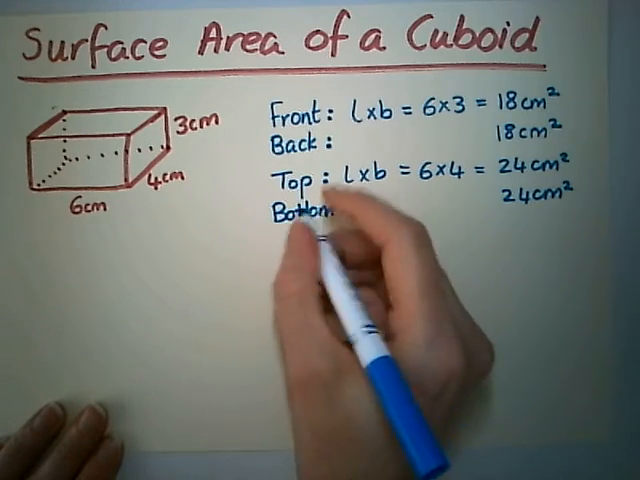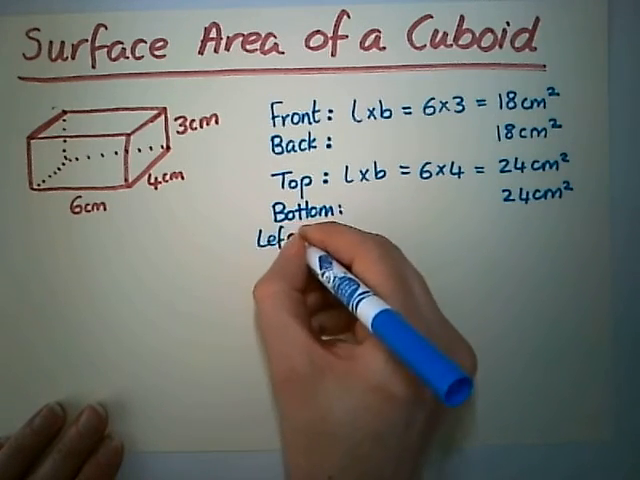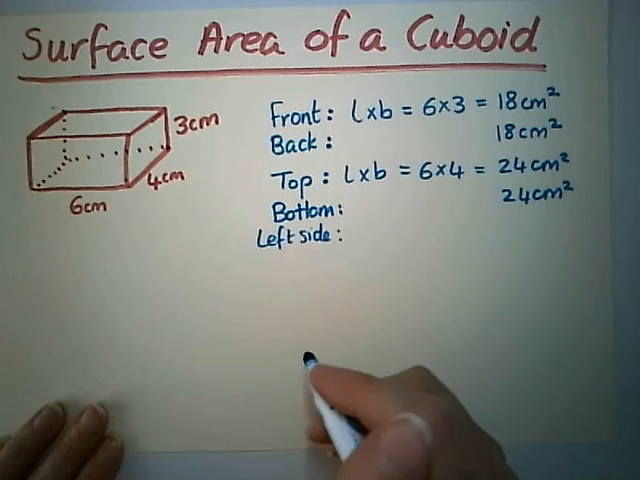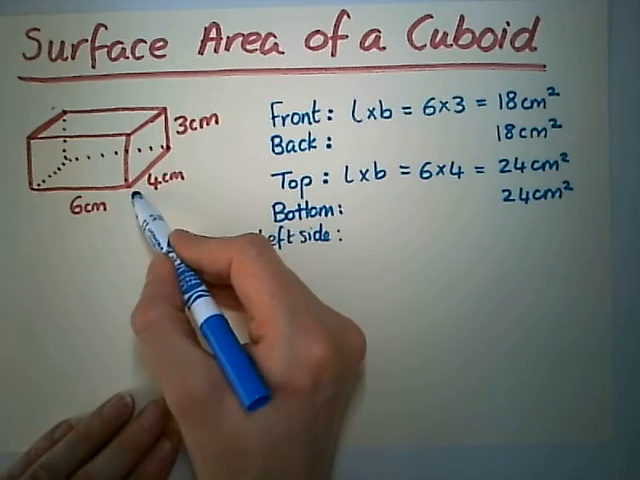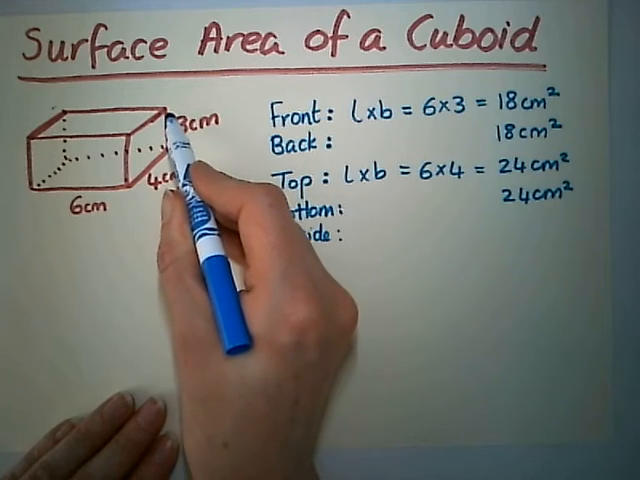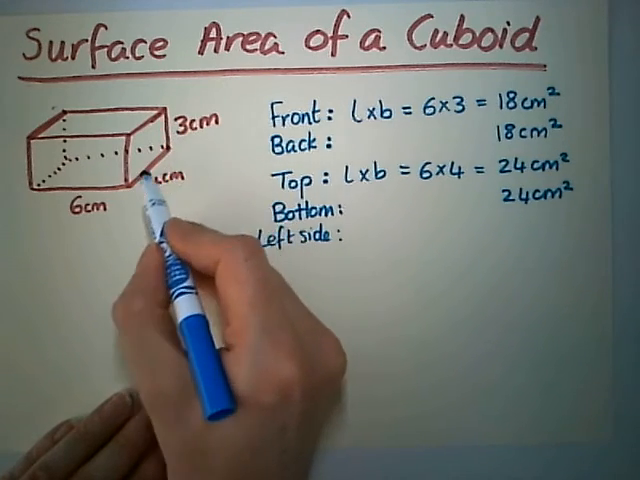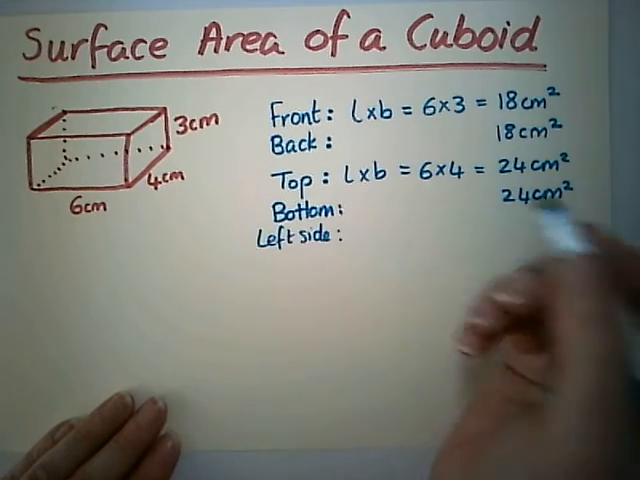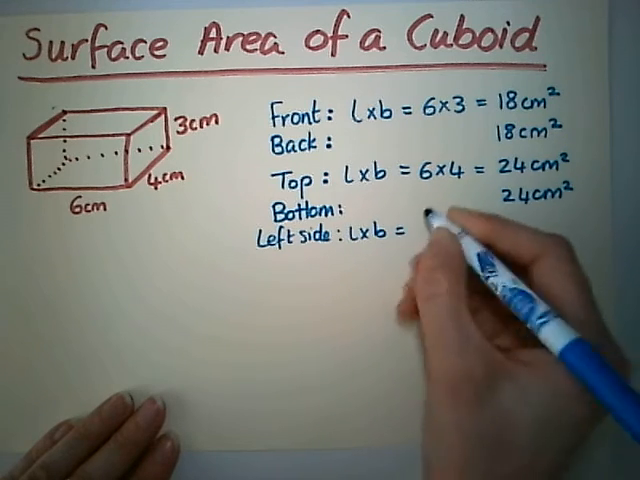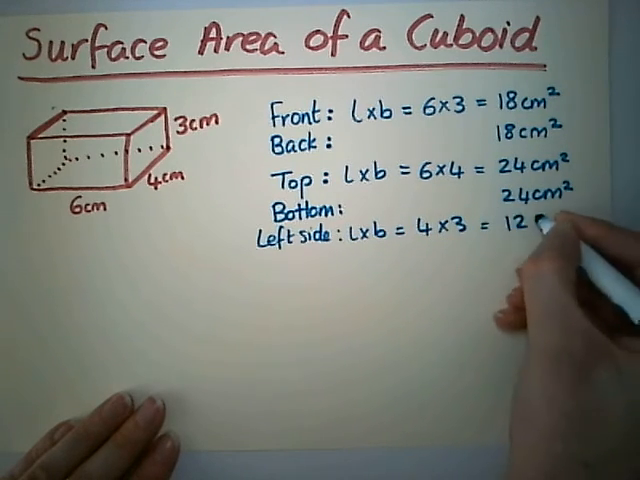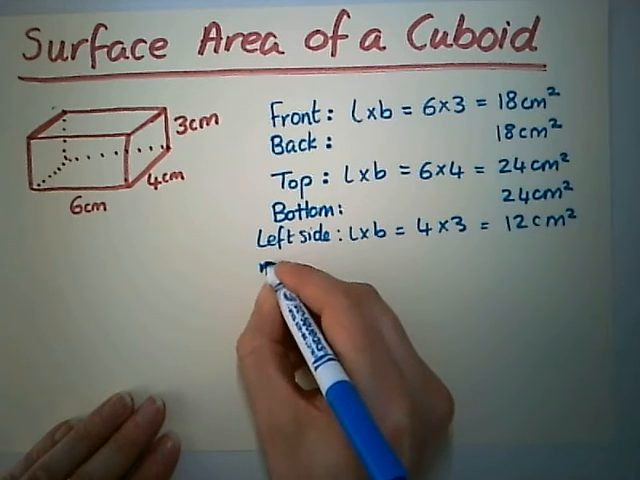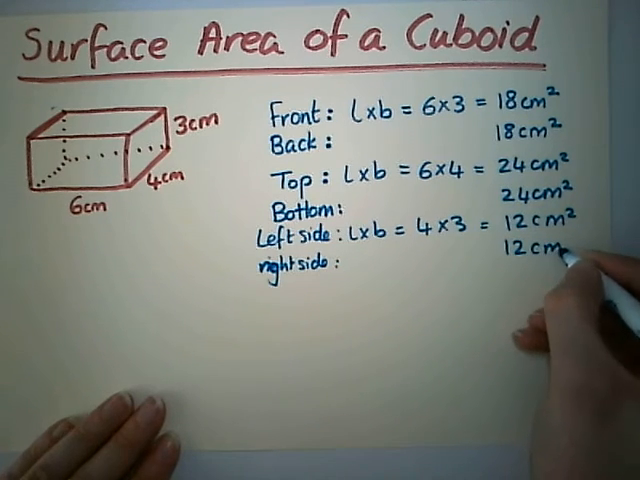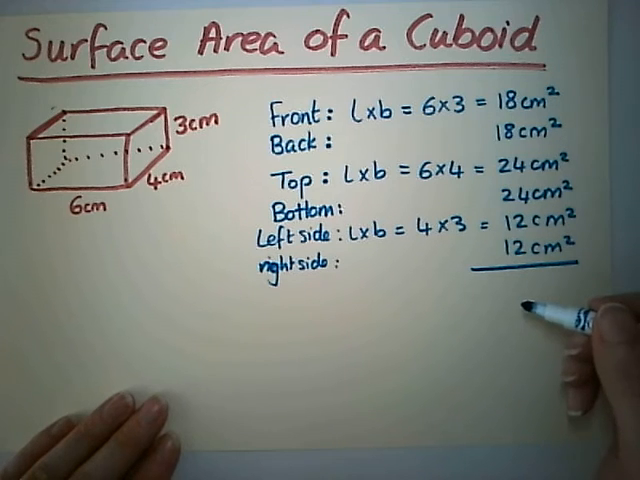The left hand side, or I'll just write left side, and the right side will be exactly the same. I'm going to look at this side because it's easier to see. So it's 4 and 3 that we're going to use, because they're the 2 sides that are on this rectangle. So you're only ever looking for 2, a length and a breadth. So 4 times 3, 12. The right side is also 12. And all we do is total all of this up.